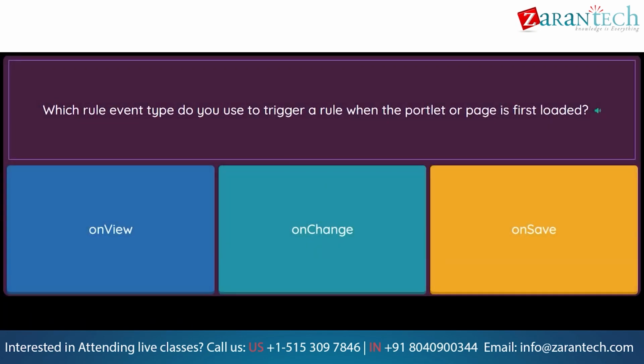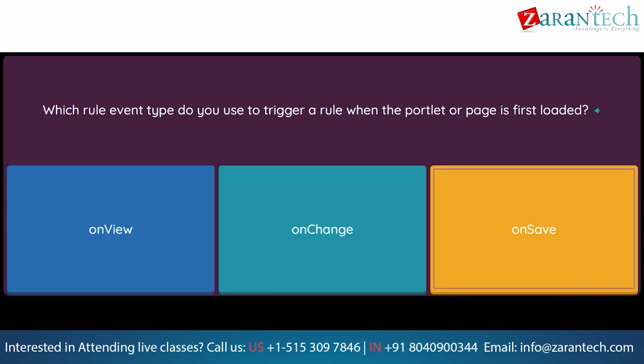Question: Which rule event type do you use to trigger a rule when the portlet or page is first loaded? Option 1: On View. Option 2: On Change. Option 3: On Save.